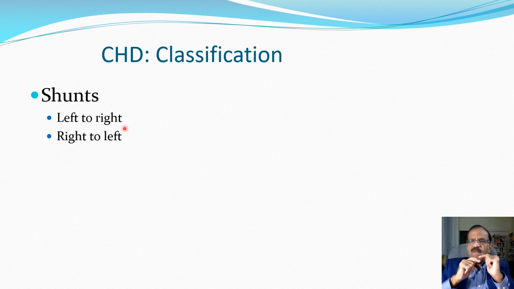You need to have an additional abnormality, and that additional abnormality is an obstruction to the right-sided outflow. It could be at any level. It could be at the outflow of the right ventricle, right atrium, or right ventricle. So there has to be some obstruction in addition to abnormal communication to have a right to left shunt. So there is one such condition, Fallot's tetralogy, and we will discuss that later.